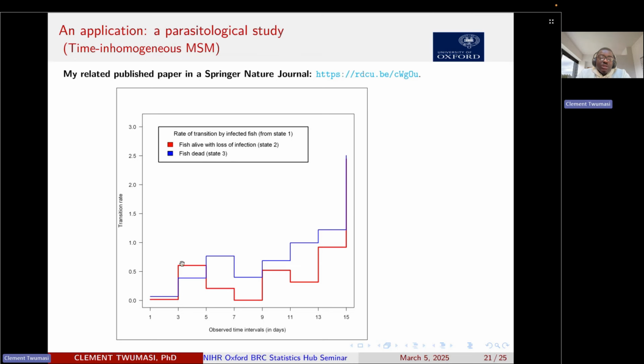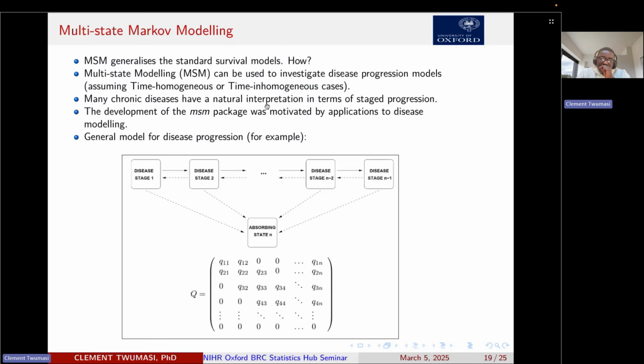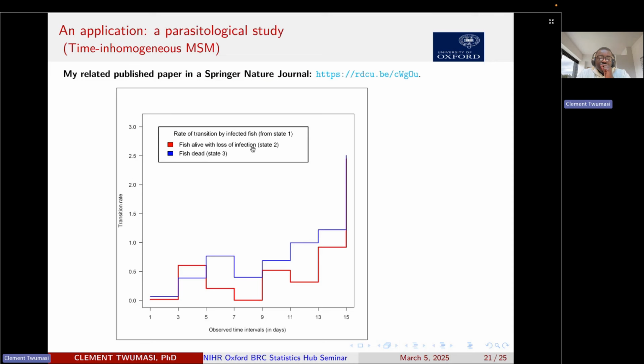So here we are looking at transition from state 1 to state 2 and also from state 1 to state 3. As you can see, these observed transitions are changing over time, and these are based on the data. And the msm package, which is used for multi-state modeling in R, allows you to capture the time-inhomogeneous case using a form of piecewise modeling technique. This demonstrates that the rate of transitioning from a particular state to the other was changing between different time points.